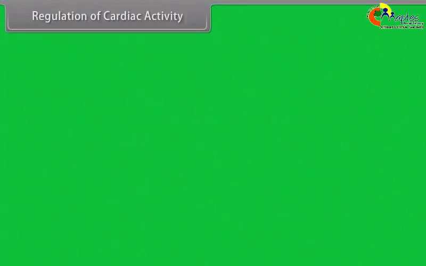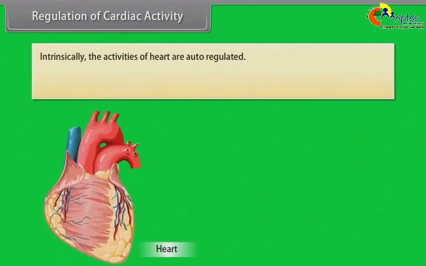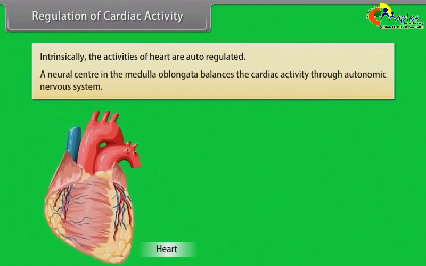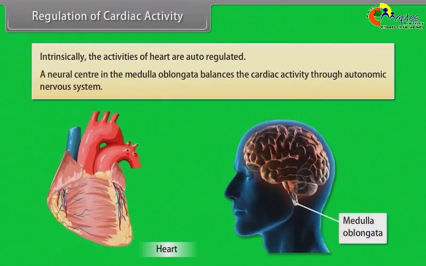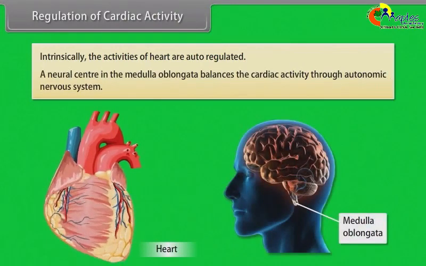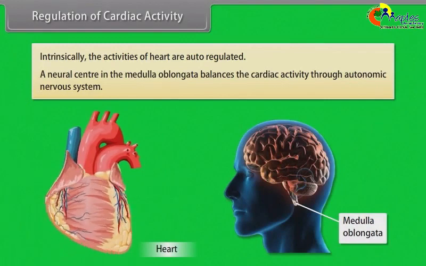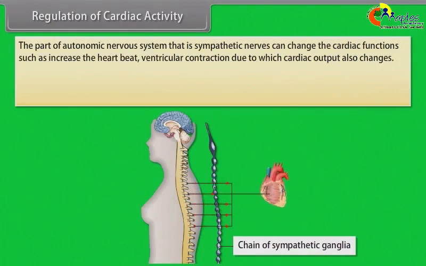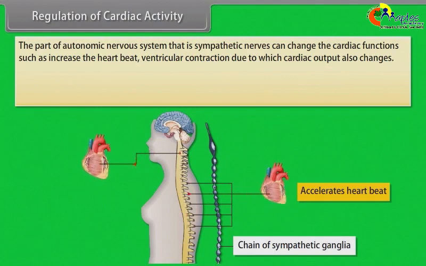Regulation of cardiac activity. Intrinsically, the activities of the heart are auto-regulated. A neural center in the medulla oblongata balances the cardiac activity through the autonomic nervous system. The sympathetic nerves can change the cardiac functions such as increasing the heartbeat and ventricular contraction, due to which cardiac output also changes.